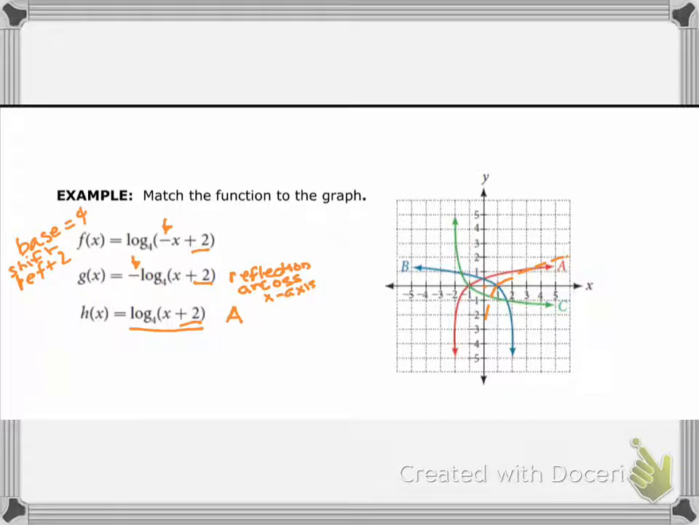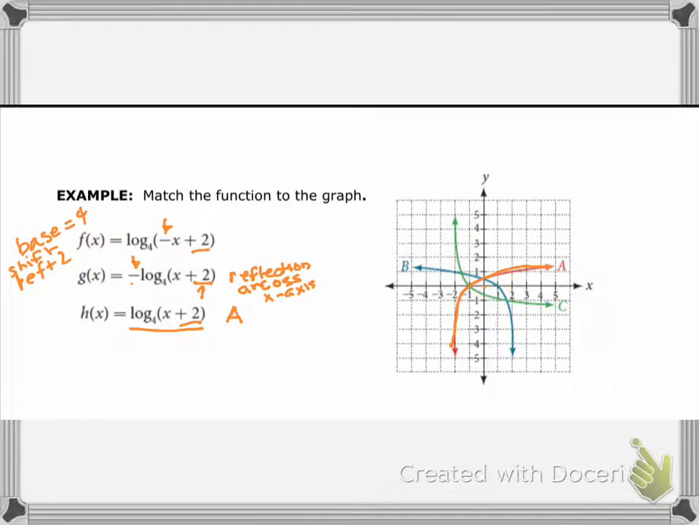There's my base function. Let me make it solid right here. I don't need that. That's right, because it's shifted 2 also. So I'm looking at A here then. And it's shifted 2 to the left, and then it's reflected.